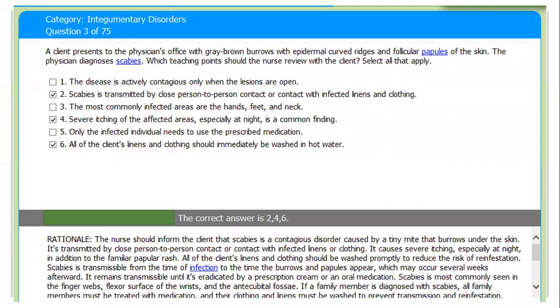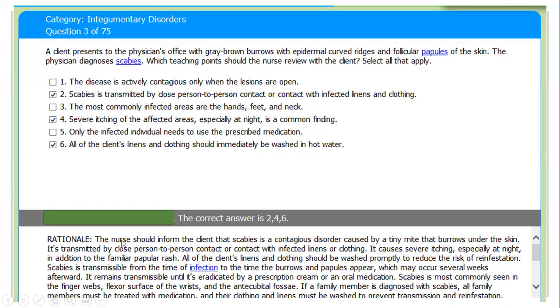The correct answer is 2, 4, and 6. Number 2: scabies is transmitted by close person-to-person contact and contact with infected linens and clothing. Number 4: severe itching of the affected area, especially at night, is a common finding. Number 6: all of the client's linens and clothes should immediately be washed in hot water.